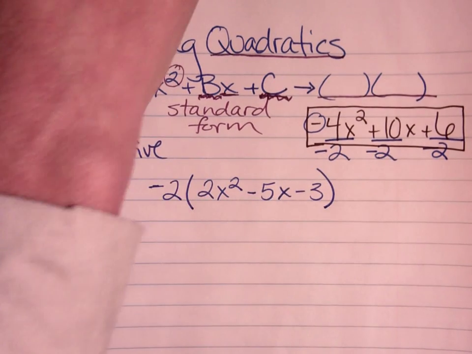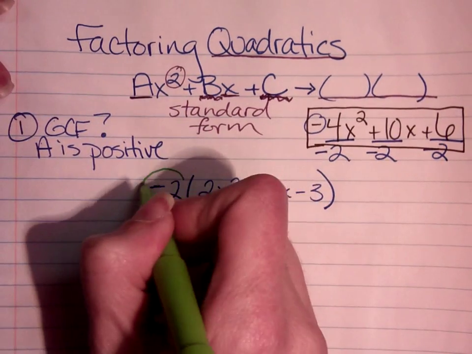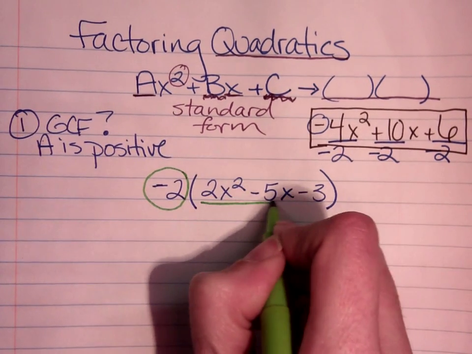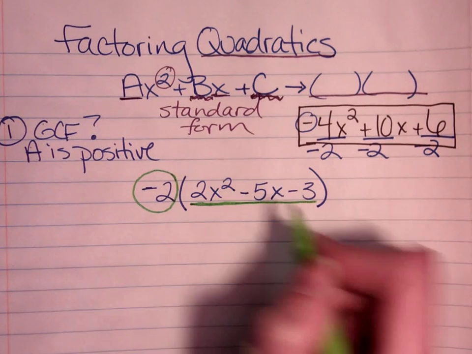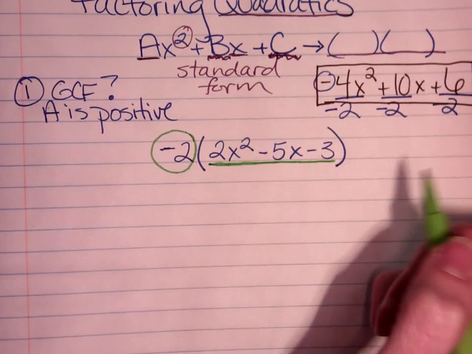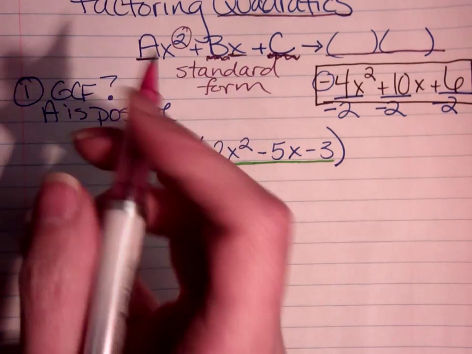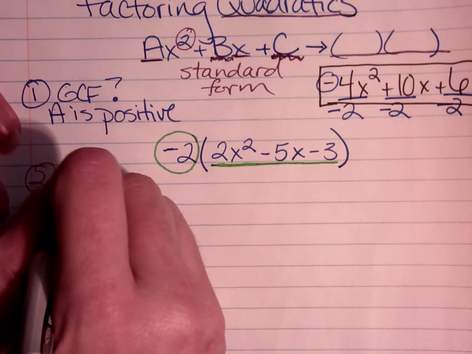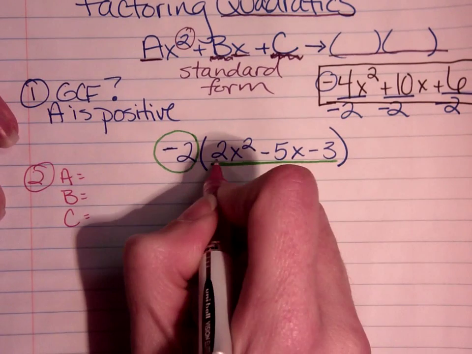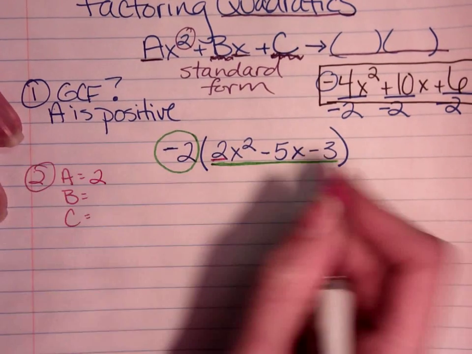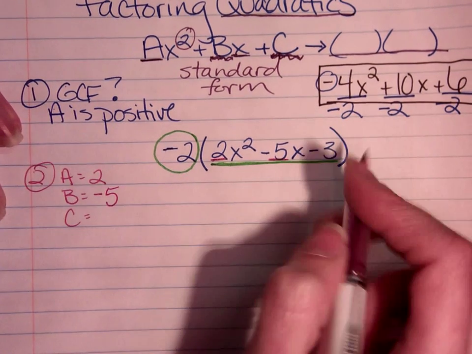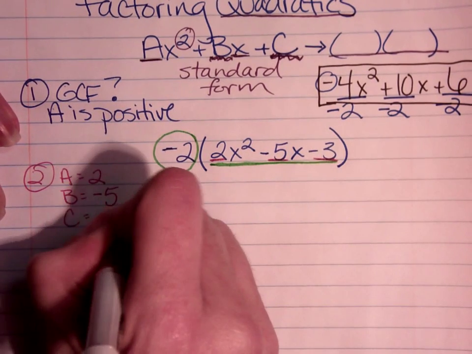Once we've got that taken care of, we're going to remember we pulled this negative 2 out, but then just kind of set it to the side because this is the expression we're going to factor. Just the 2x squared minus 5x minus 3. At this point, then, we need to identify what A is, what B is, and what C is. So the number sitting in front of x squared is 2. The number in front of the x term is negative 5. And the constant value is negative 3.